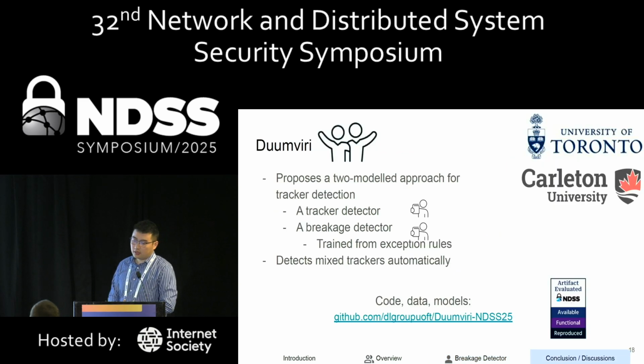In conclusion, Duumviri proposes a two-model approach for tracker detection. In addition to a regular tracker detector, it proposes a breakage detector, which detects when the web page is broken due to tracker misidentification. We trained the breakage detector using exception rules, but we believe this breakage detector will be helpful for other tasks where usability is a concern, such as phishing detection.